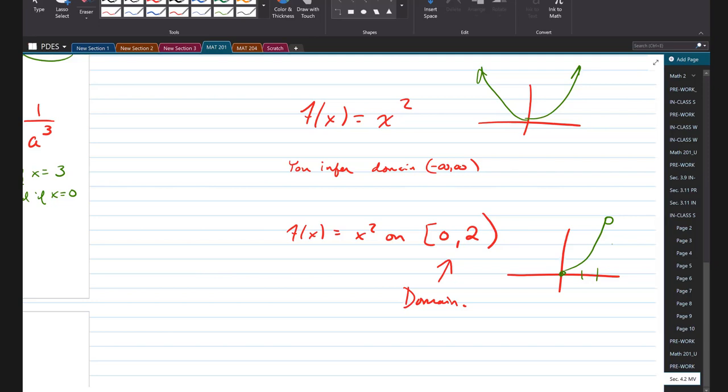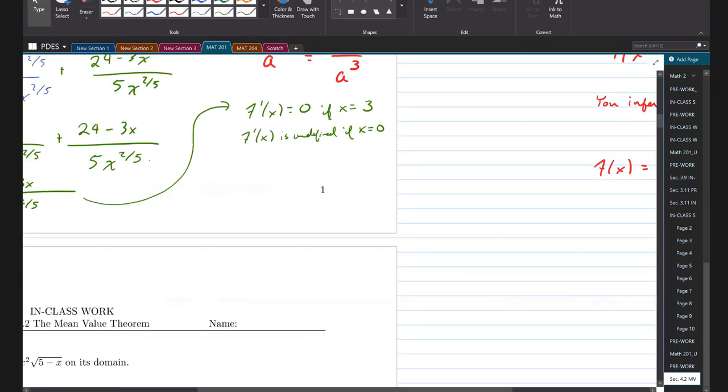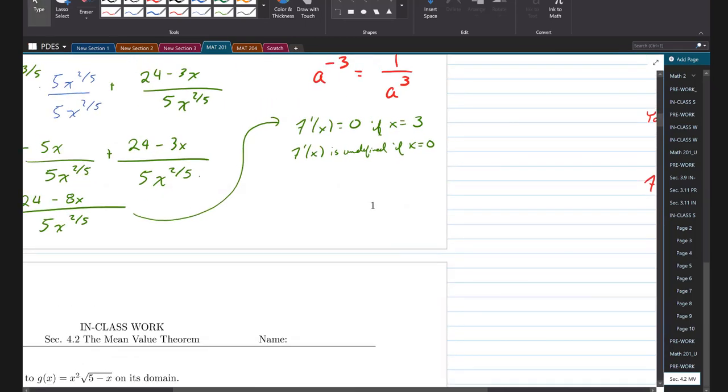All right, folks. Because both x equals 3 and x equals 0 are places where the derivative is either 0 or undefined, and they are interior points, those are our critical numbers.